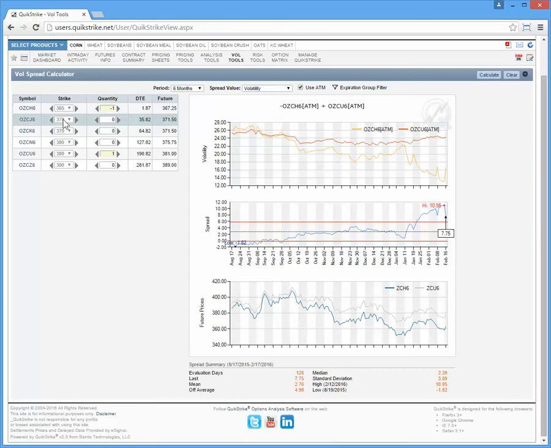Now you may very well do a put spread, and then you might want to track that put spread's volatility spread as well. So you can do that. In this case, we're looking at the money, and essentially we're looking at the straddle spreads.